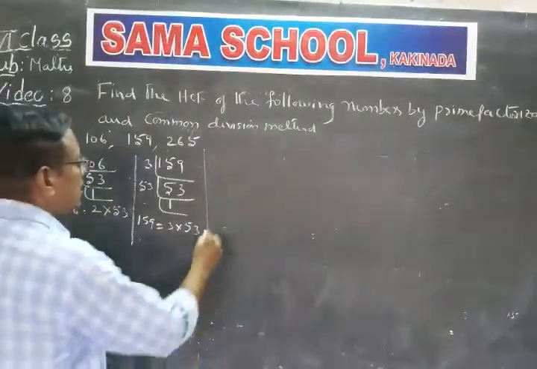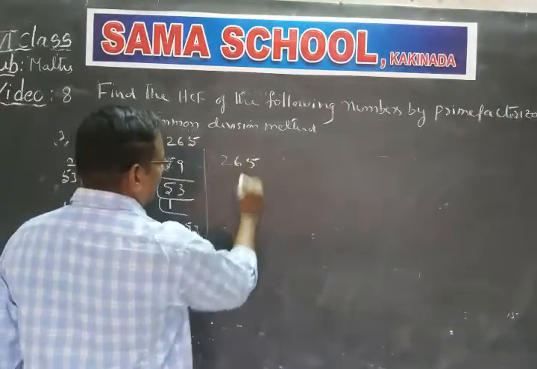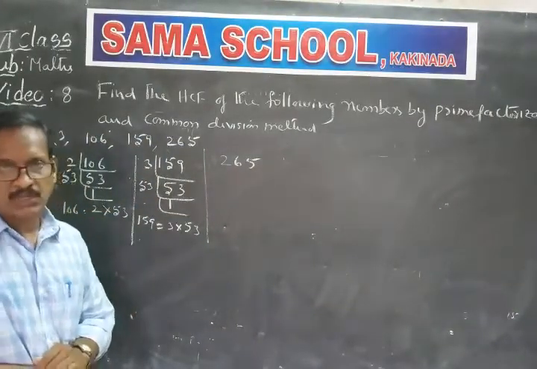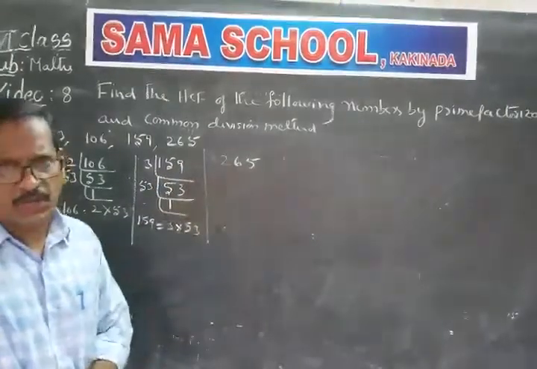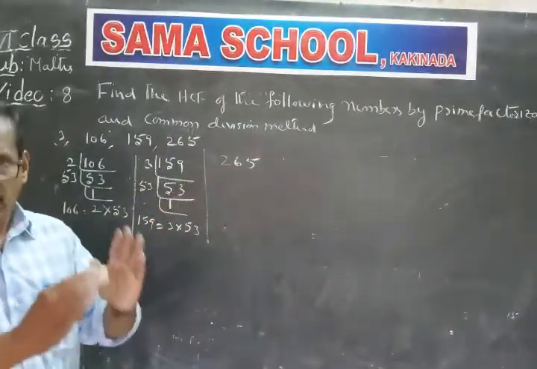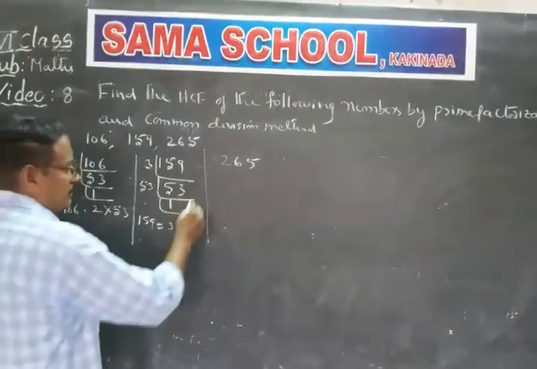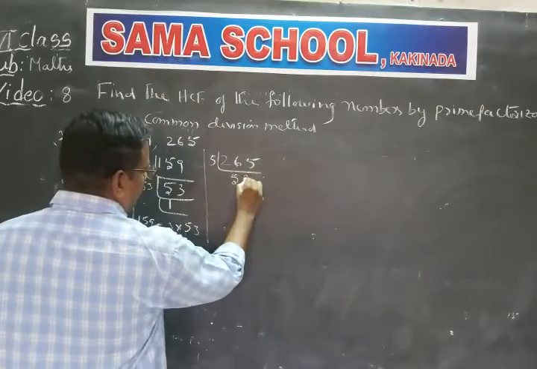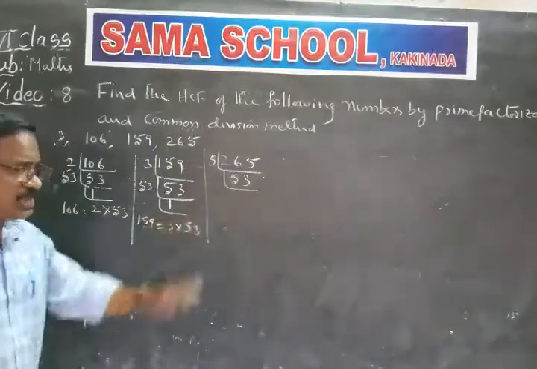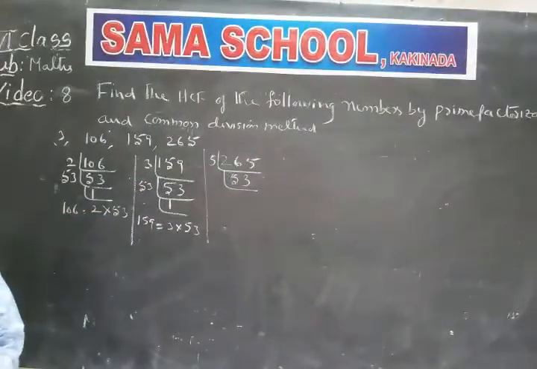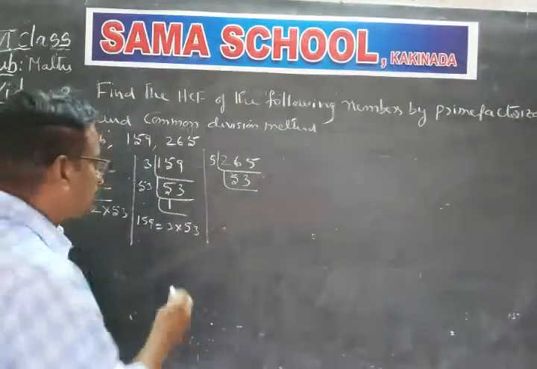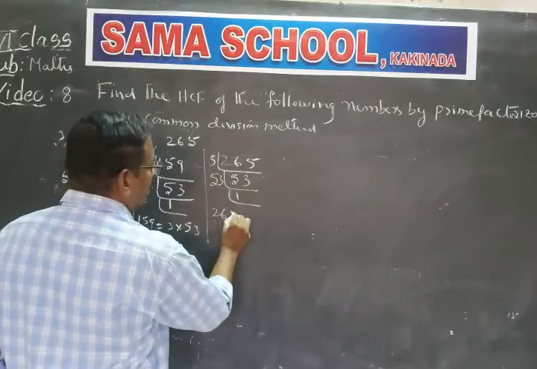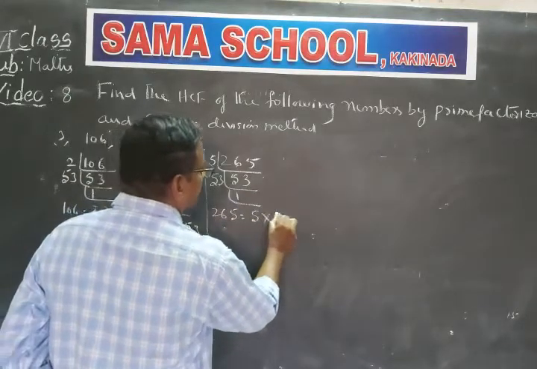Now the next one is 265. Using the prime numbers, 2 is not divisible, and 3 is also not divisible. The next prime number is 5. 5 5s are 25, 5 3s are 15, and we get 53. 53 is a prime number with factors 1 and itself, so 53 ones are 53. So 265 is equal to 5 into 53.